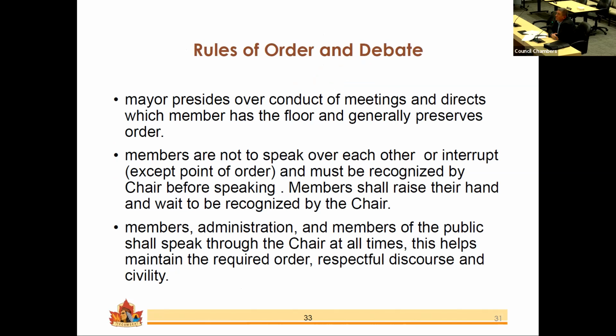So the mayor, presiding over that meeting, also presides over the conduct of the meeting and directs which member has the floor. Members must be recognized by the chair before speaking. And members, also including administration and members of the public, shall speak through the chair at all times. And the reason for this is, again, some of the same common purposes. This is going to help maintain that required order, that respectful discourse, and that civility, again, with the goal of being effective and efficient meetings in which the business is conducted.